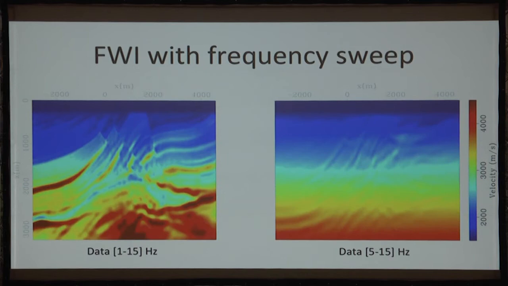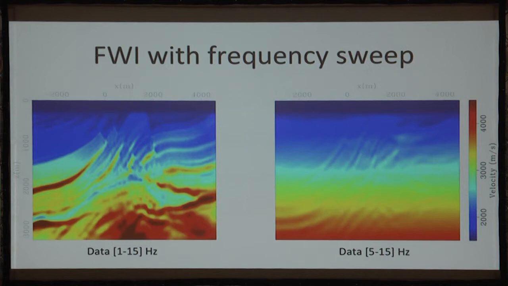What I'm showing here is the FWI inversion result using the full bandwidth data from 1 to 15 hertz. If we start from the 1D initial model and we don't have the low frequencies, this is the inversion result that we are going to get. You can see that the low wavenumber features of this model have not been updated, and the position of the reflectors has been put in the wrong places because of the kinematic error in the background model.